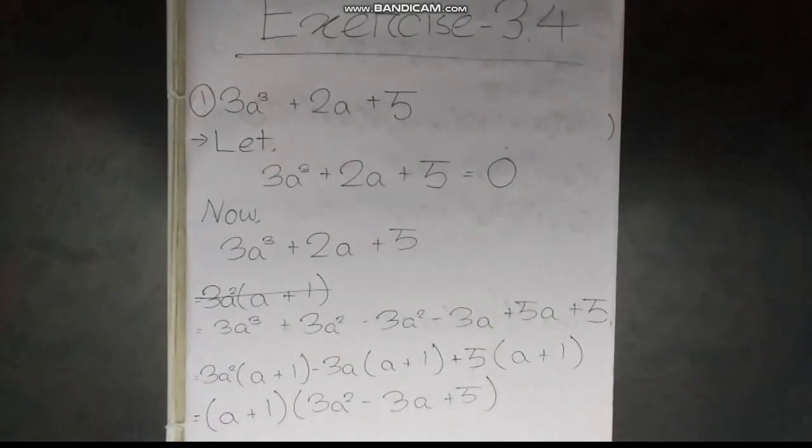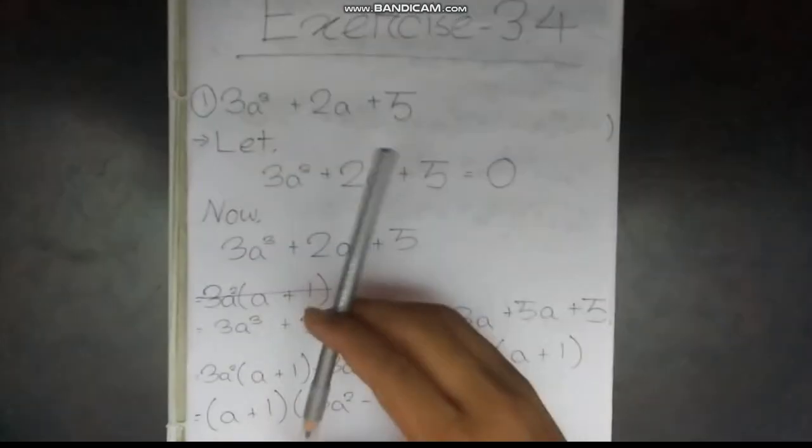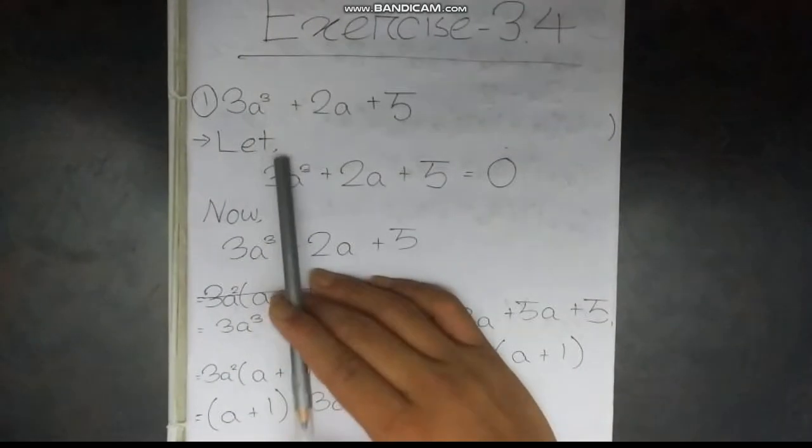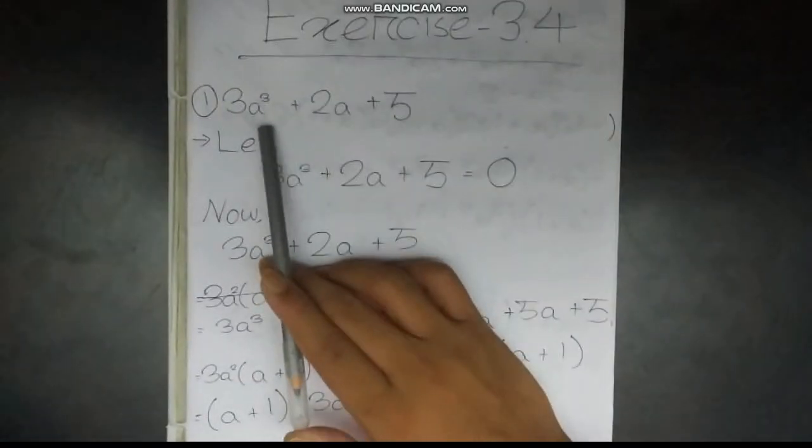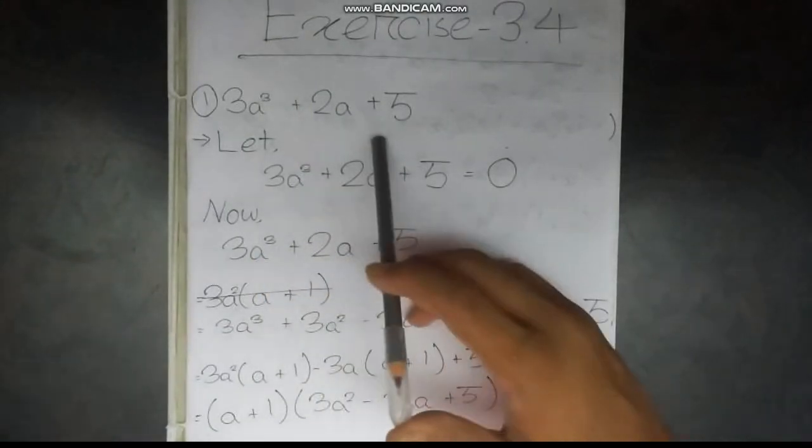Exercise 3.4 is all about factors and the power of the algebraic expressions: 3, 4, 5, 6, and yeah, 6 is the limit, I think. So the first one we're gonna do is obviously number 1. Here the question gives us 3a cubed plus 2a plus 5.